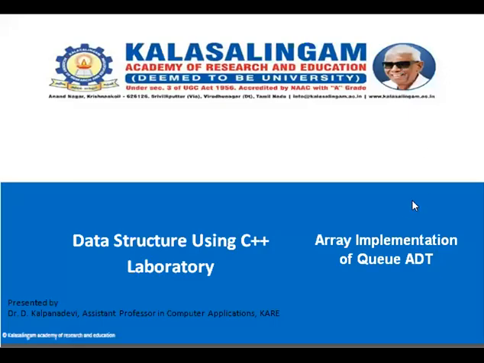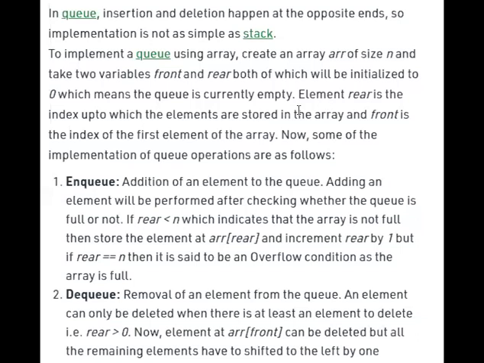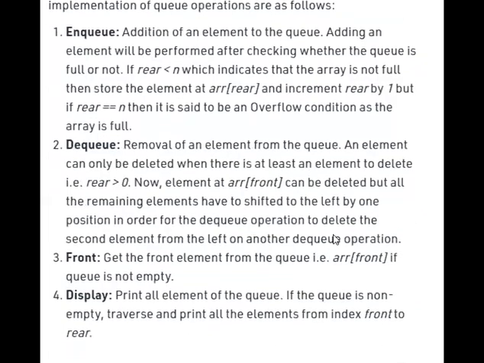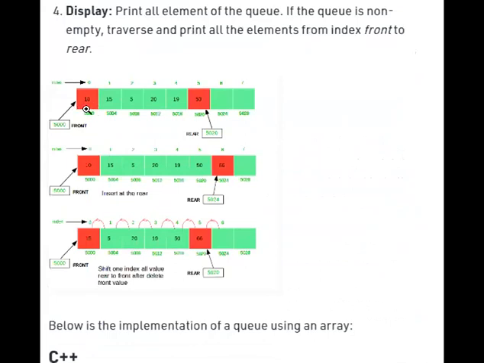In this session, the program is the array implementation of a queue as an abstract data type. A queue is an ordered collection of items from which items may be deleted at one end, the front, and inserted at the other end, the rear.